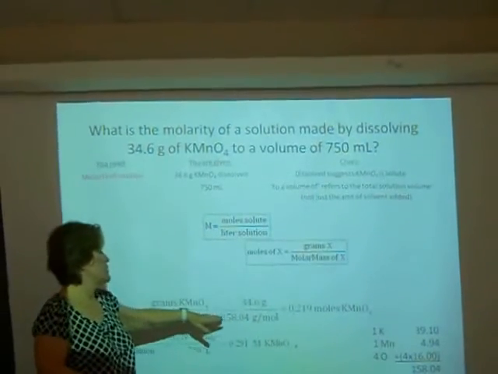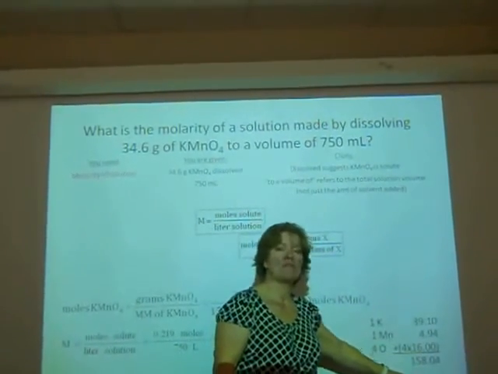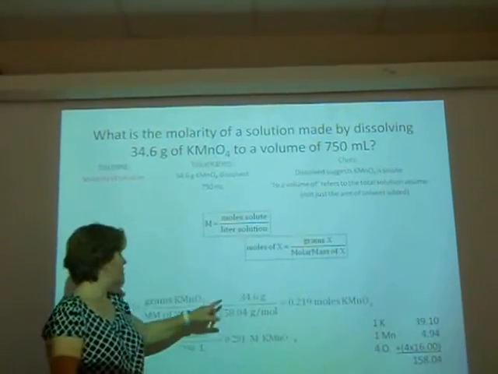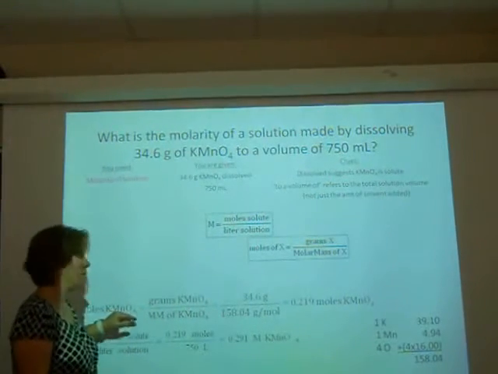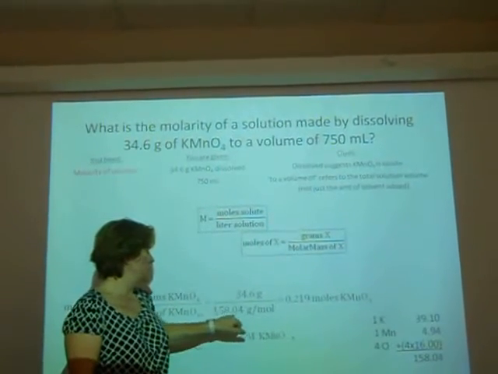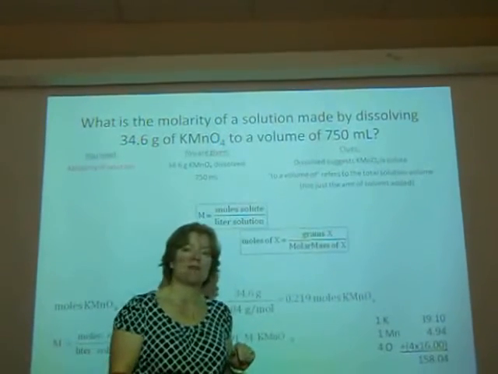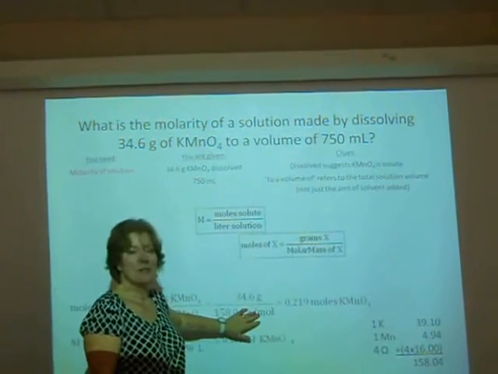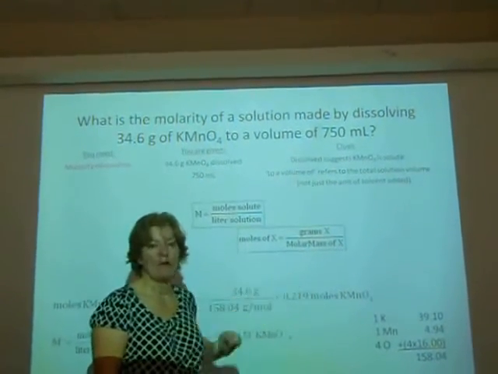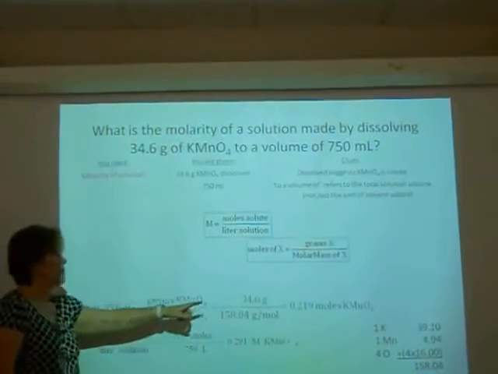So I'm going to first find the molar mass of KMnO4, 158.04. Then I take the grams divided by the molar mass. So 34.6 divided by 158.04, I get 0.219 moles of KMnO4. Instead of dividing this, I could have used this as a conversion factor with grams on the bottom. It would still be dividing. And now I'm going to plug in that 0.219.